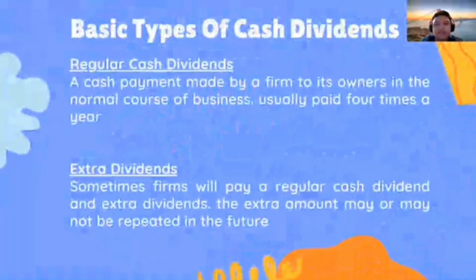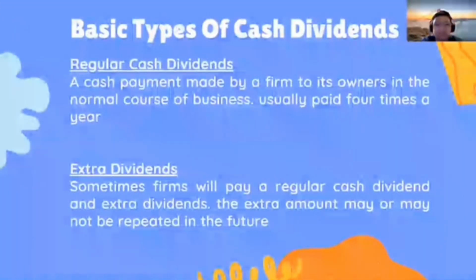Next, there are 4 types of cash dividends. The first one is regular cash dividends. A regular cash dividend is a cash payment made by a firm to its owner in the normal course of business, usually paid 4 times a year. As the name suggests, these are cash payments made to shareholders in the regular course of business, so management sees nothing unusual about the dividend and no reason why it won't be continued.